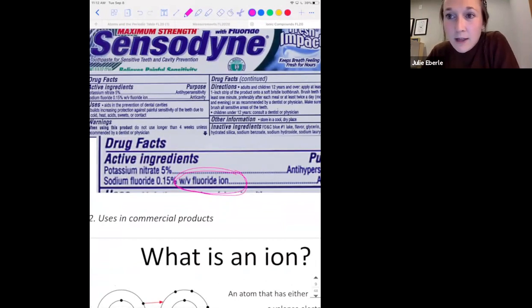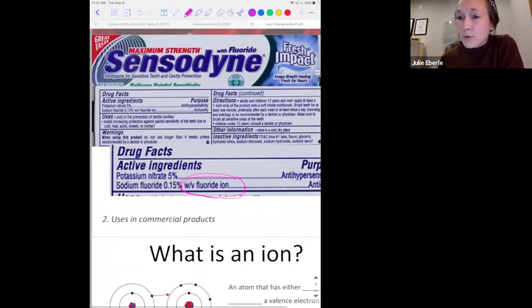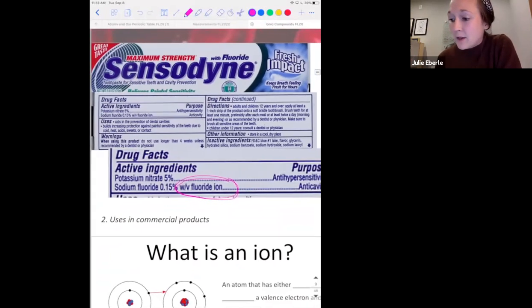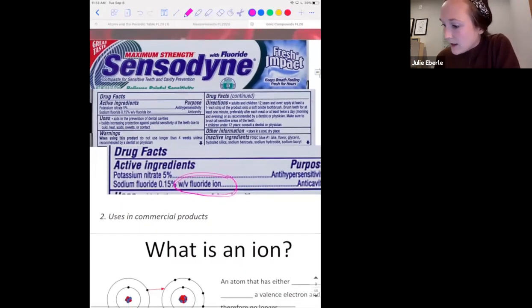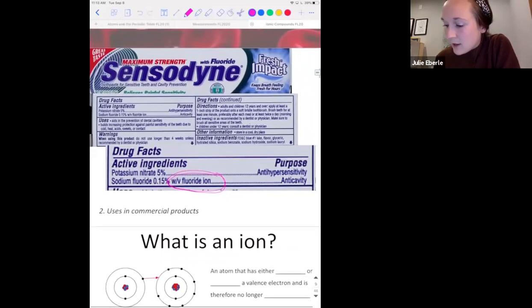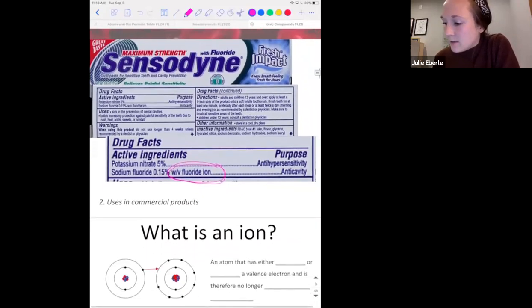And this is just one small example, but ions are used all the time in foods. They help preserve foods, shelf life. Here, they're used in toothpaste. So that we don't get cavities, all right? Helps protect against cavities. My sister could probably tell us more.